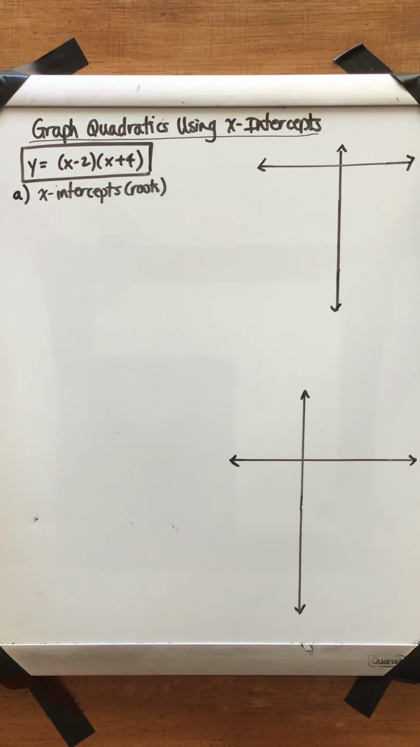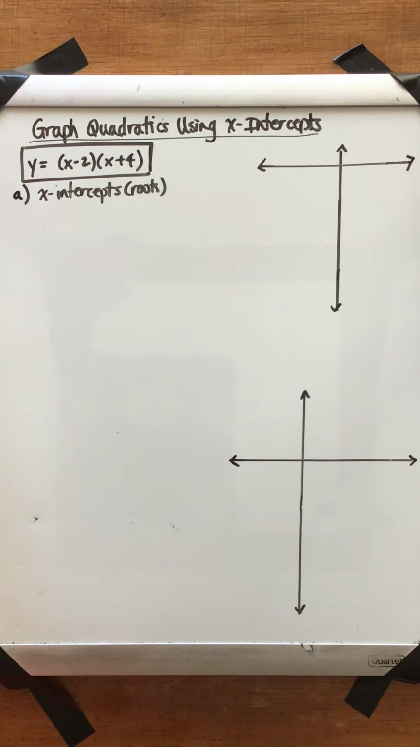In this video, let's recall how we can graph a parabola when it's given to us in intercept or factored form. Let's begin with the example shown here of y equals the quantity of x minus 2 times the quantity x plus 4. And let's walk through some steps.